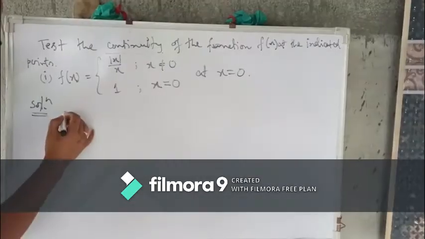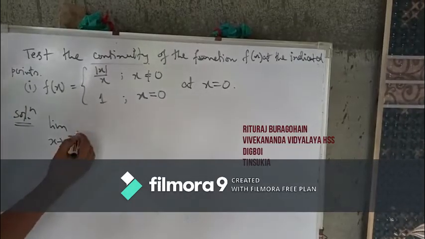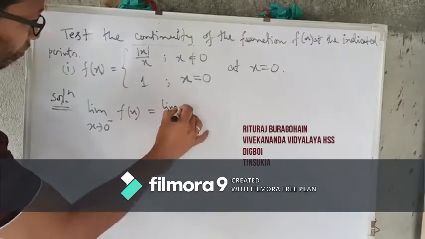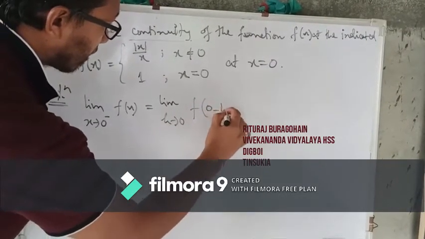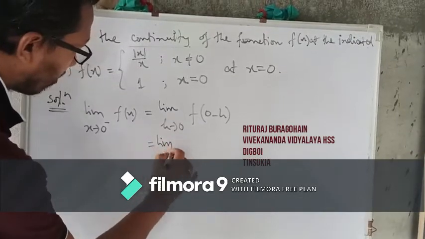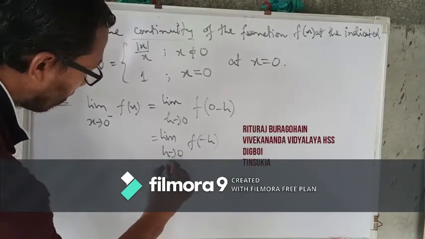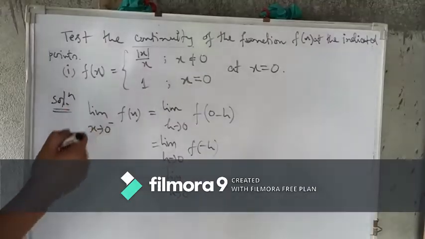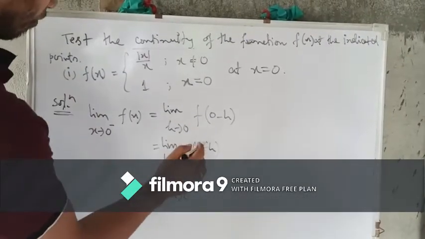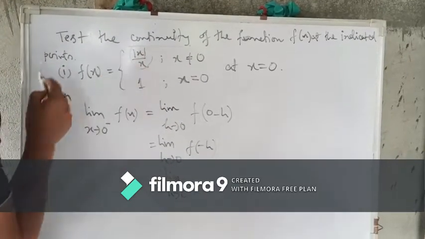Continuity at a point. We have to find the left hand limit, x tends to 0 minus f(x), which we will write as limit h tends to 0 of f(a minus h), that means f(0 minus h), which is equal to limit h tends to 0 of f(minus h). H is a very small positive quantity, so minus h is not equal to 0, so we have to take this function.